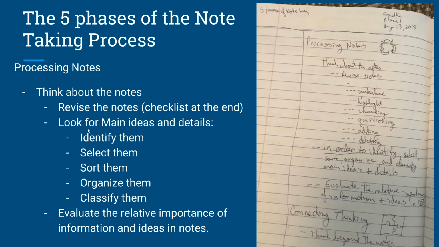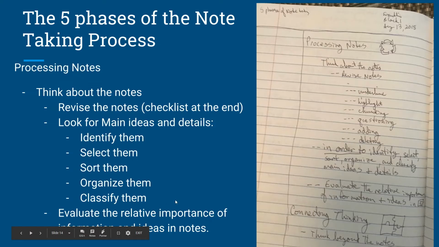When you're revising, what you're doing is you're looking for main ideas and details. You have to identify them, select them, sort them, organize them, classify them. And when we do that with these notes, you're going to see that there's some things that I could have done better to better organize my notes. Okay? And that's okay. We're going to fix it later.